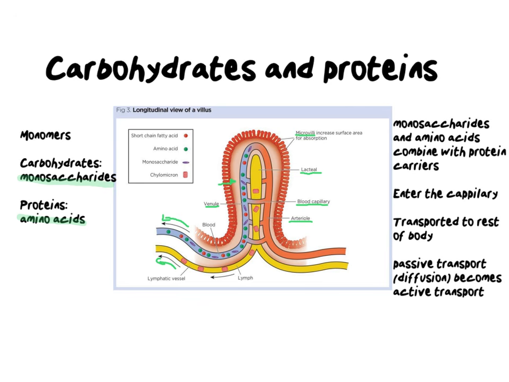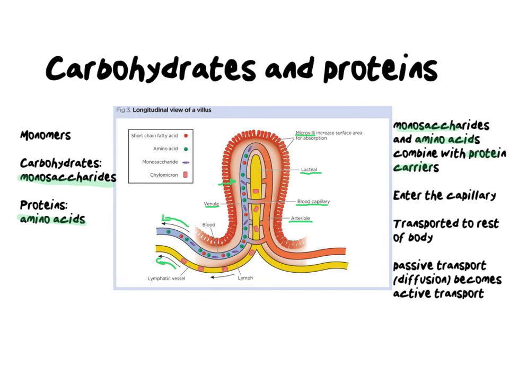Now, when we look at these in particular and how they move across our membranes, our monosaccharides and our amino acids combine with what we call protein carriers. The protein carriers are those protein channels that we see in cellular membranes that allow substances to move into the cell efficiently. We then enter the capillary. And this is a very straightforward process because remember, carbohydrates and proteins are soluble in water, which means they can easily dissolve into the blood. We then take these nutrients and we transport them to the rest of the body.